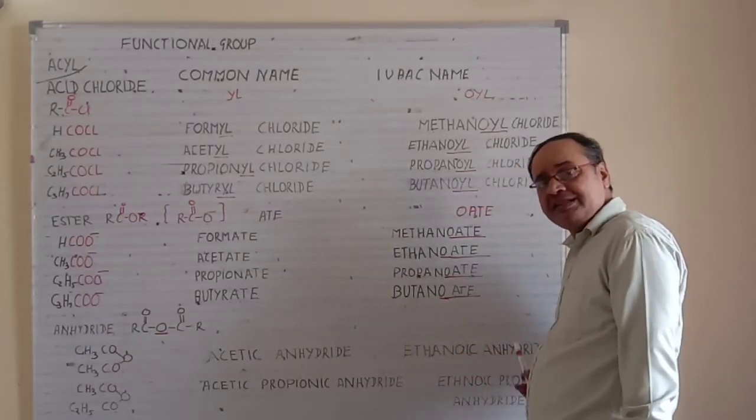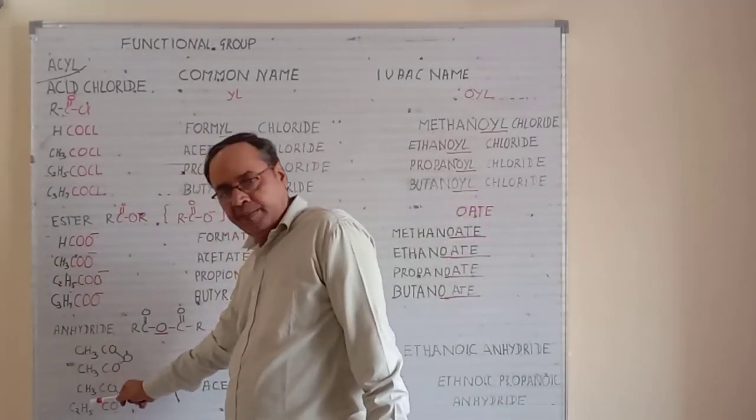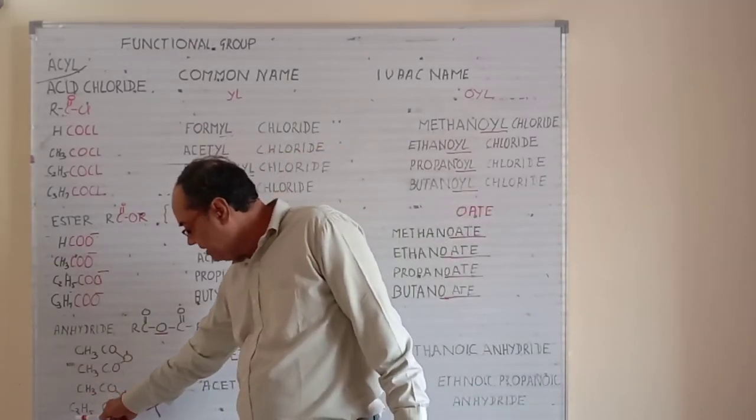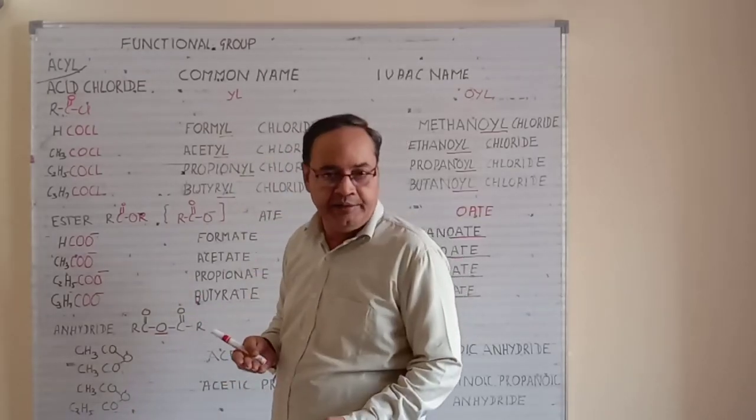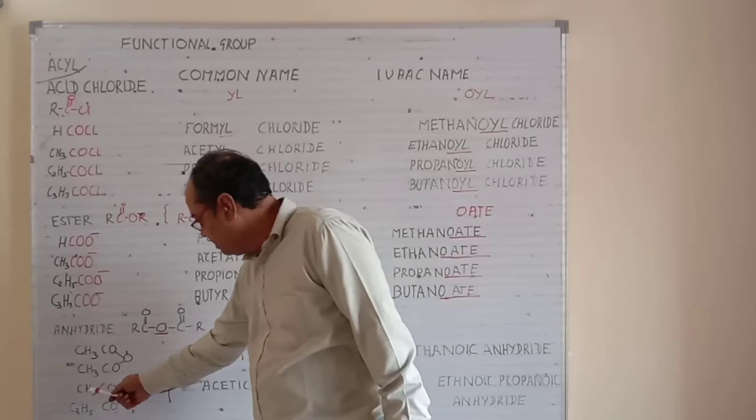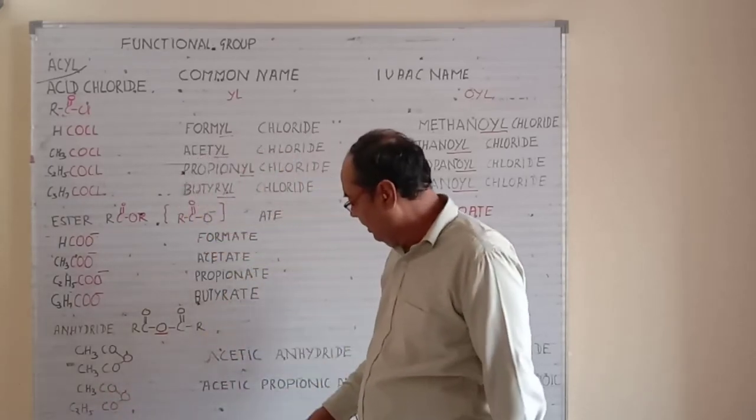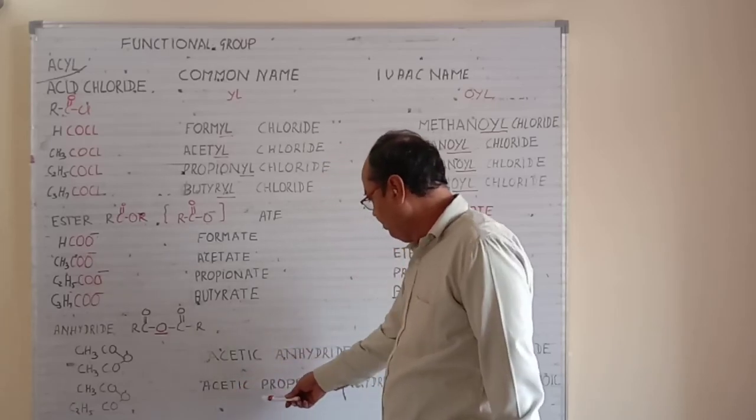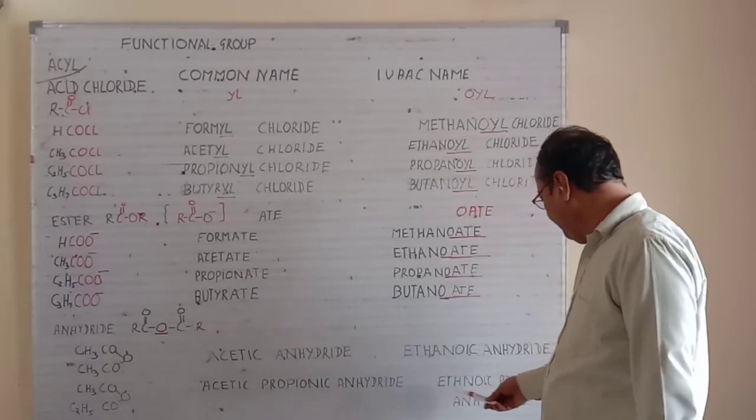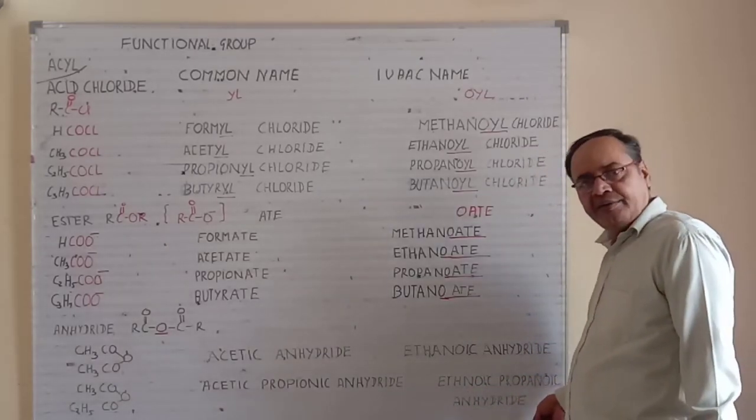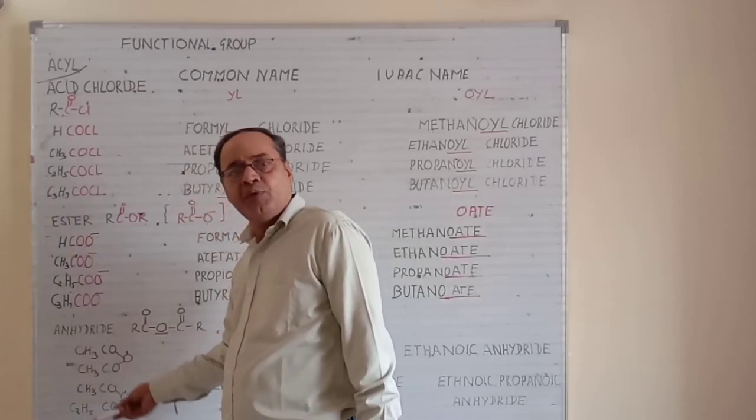The word is anhydride group. Now suppose we have two different groups here, like here it's a methyl group and here is an ethyl group. If there are two different groups, then we write them alphabetically. So this is methyl, this is ethyl, so total carbon is 2 and total carbon is 3. So in alphabetical order: acetic propionic anhydride. Same way here it is ethanoic propanoic anhydride. So you just keep on changing the R and you will get different types of anhydride.